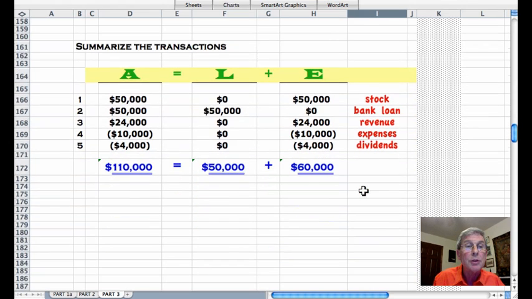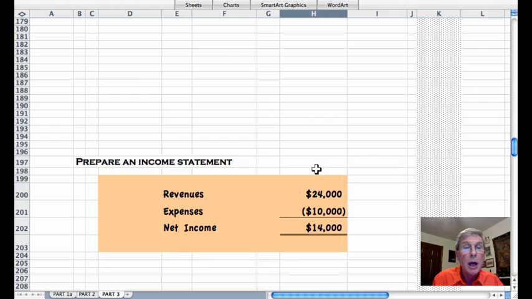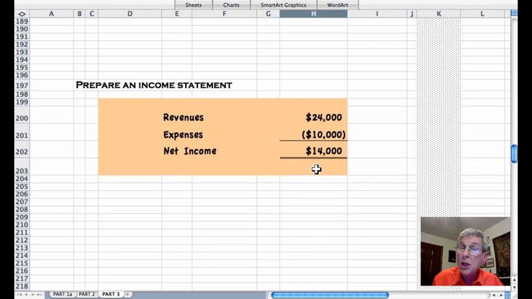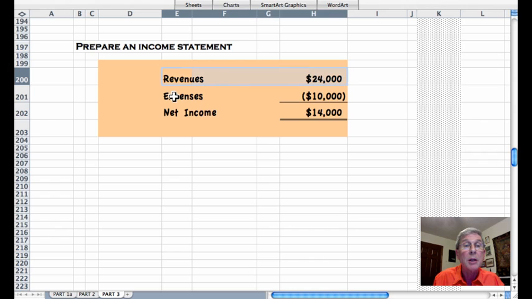Let's put it all together and sum it up. At the end of these transactions, the company has assets of $110,000, liabilities of $50,000, and equity of $60,000. Now, we can take this information and prepare an income statement. That shows how much profit the company has made, or the earnings of the company, which is simply revenues minus expenses equals the net income. Remember, net means to combine together. So net income is also a way of saying the earnings of the company, or the profits.